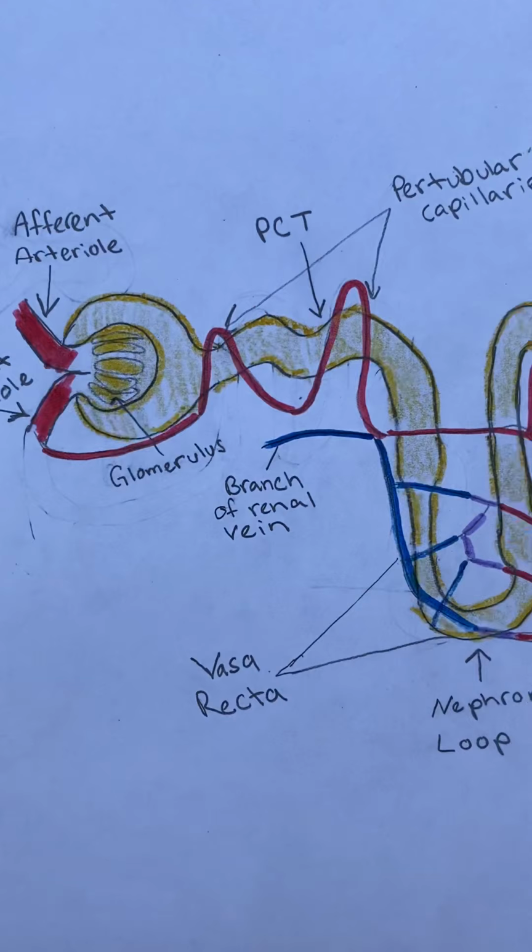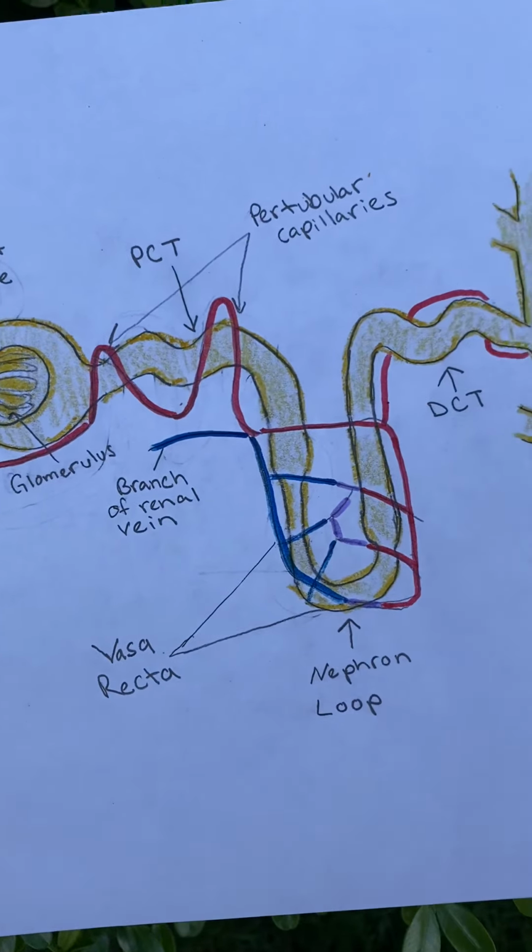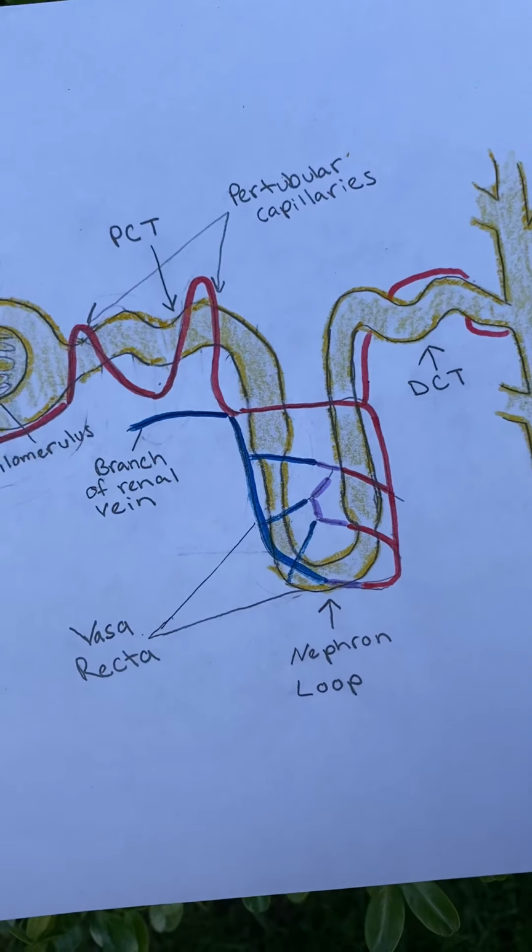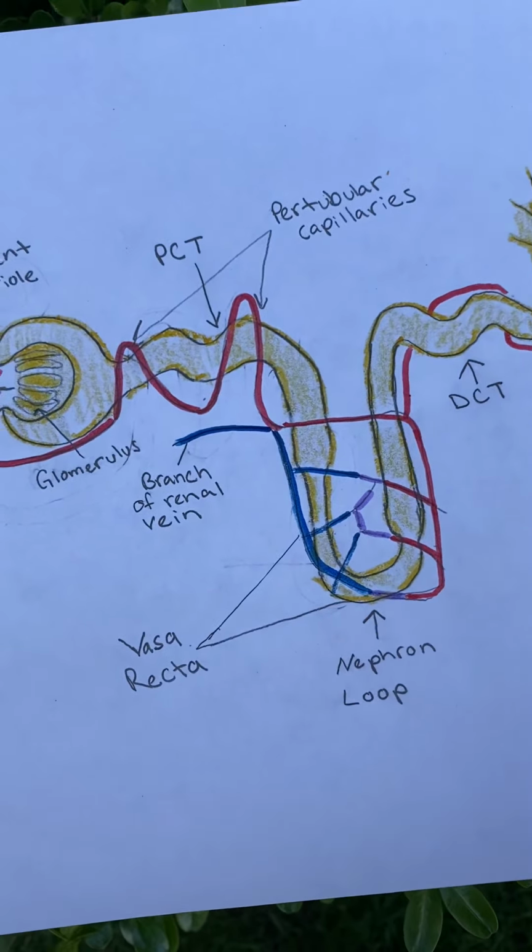The red that's all around it, those are the peritubular capillaries, and that's what's receiving the reabsorbed nutrients, so it goes back into the blood.